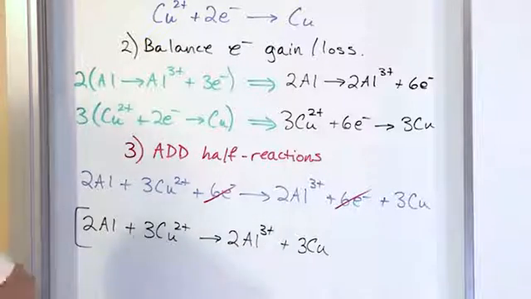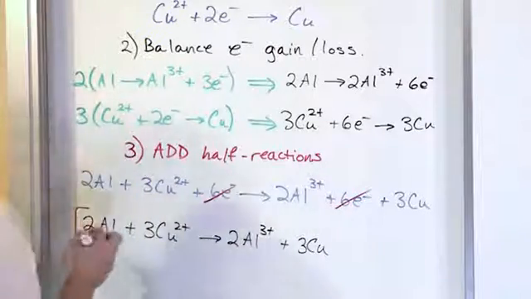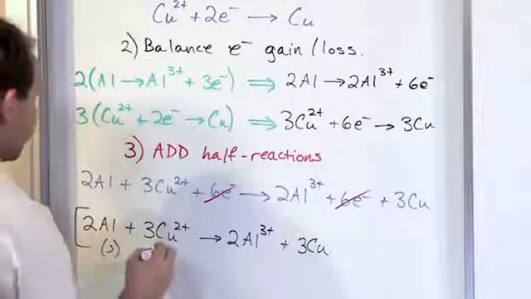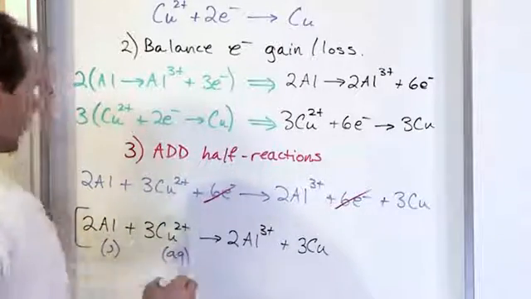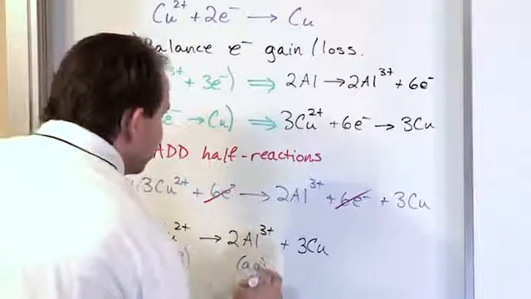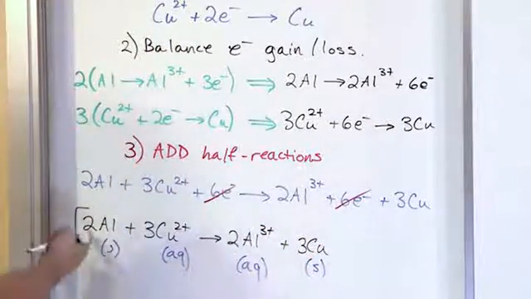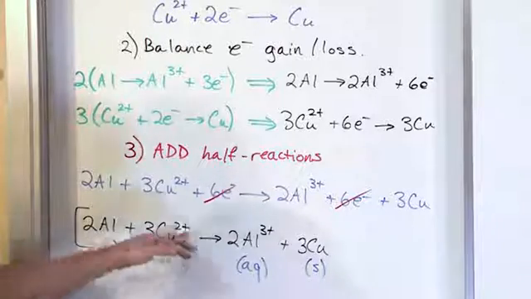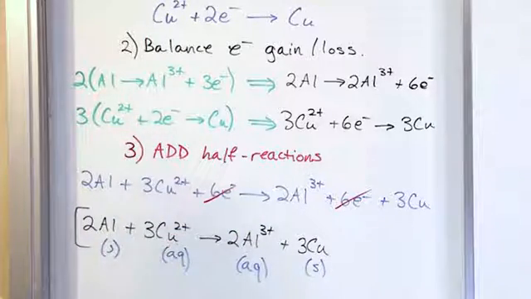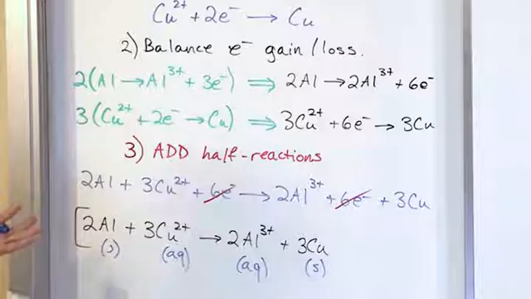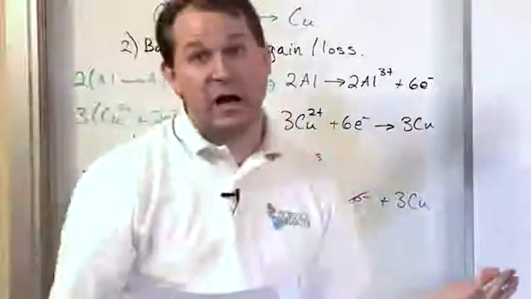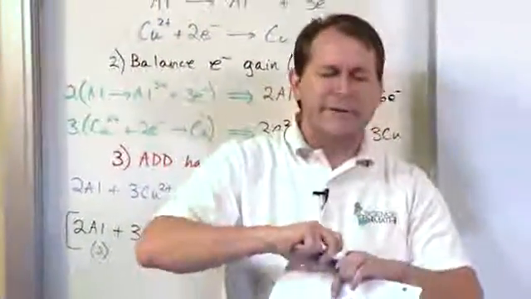And this is the right thing. So if you really wanted to be explicit, you could go here and say, well, this is a solid, this is an aqueous solution, this is an aqueous solution, and this is a solid, because you know copper doesn't dissolve in water, aluminum doesn't dissolve in water, so the ions are dissociated in water. That's fine, but whenever you have the actual atoms, they're going to be solids, right? So this is what we have here.